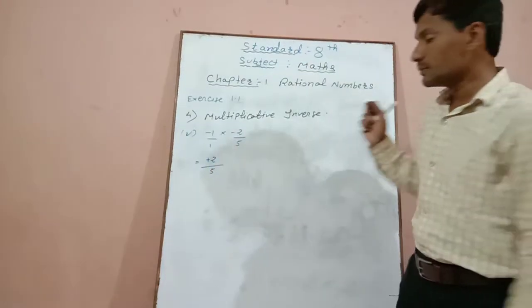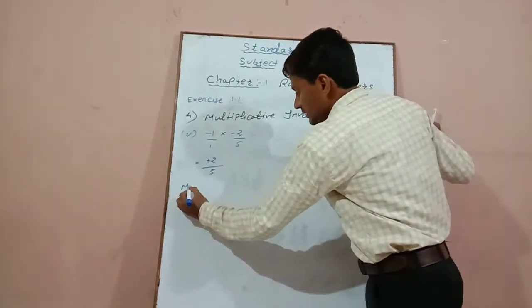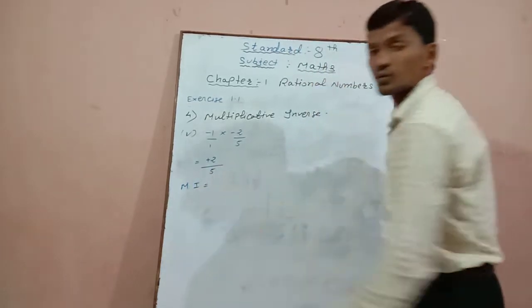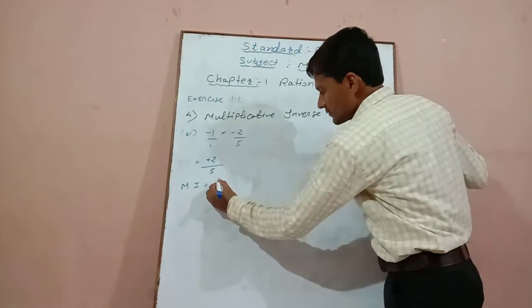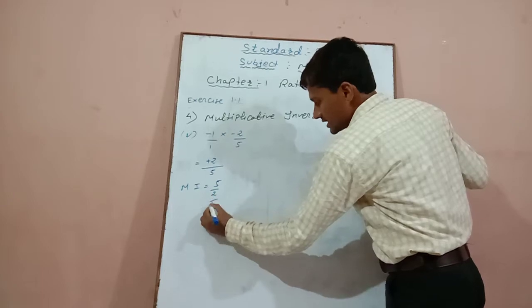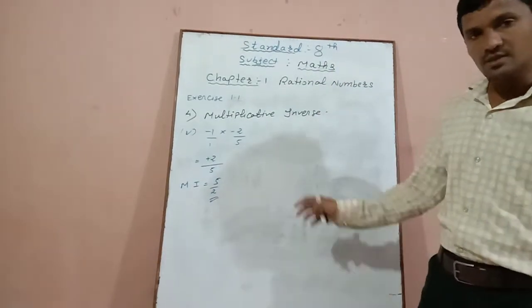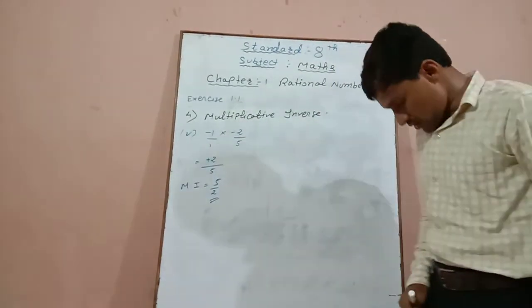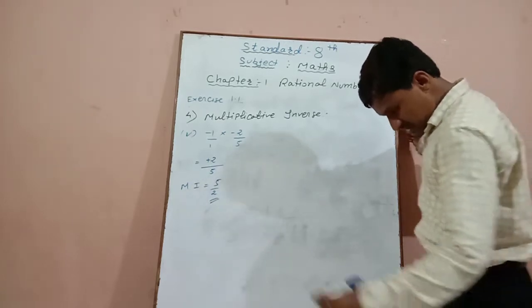Now multiplicative inverse is equal to 2 divided by 5 means 5 divided by 2. Okay, this is the question number 5. Now question number 6.